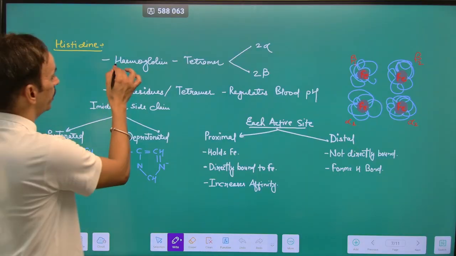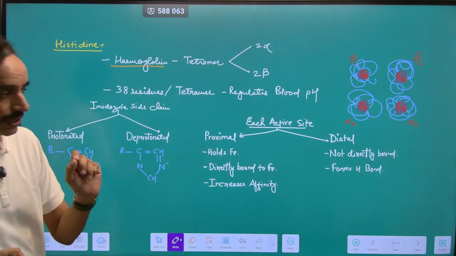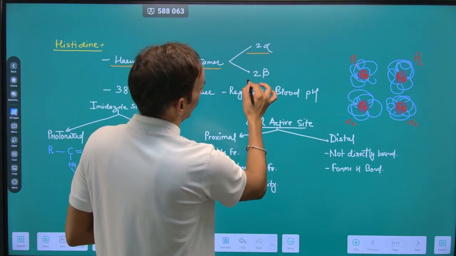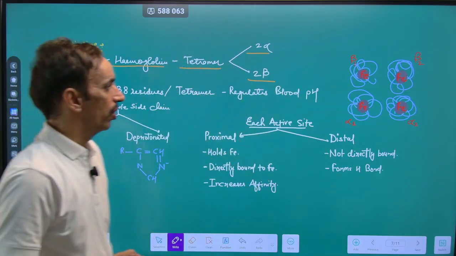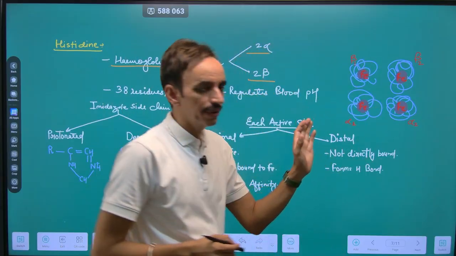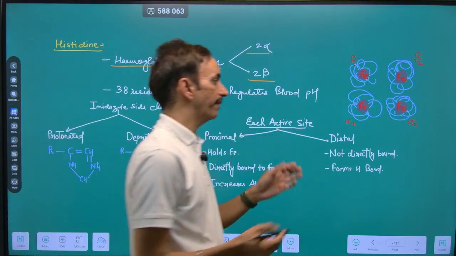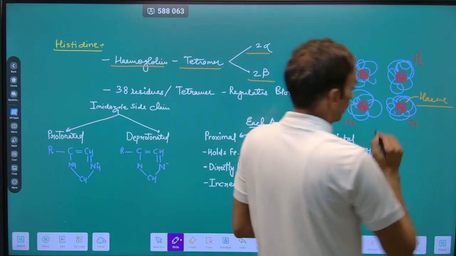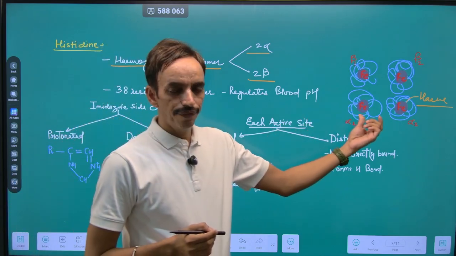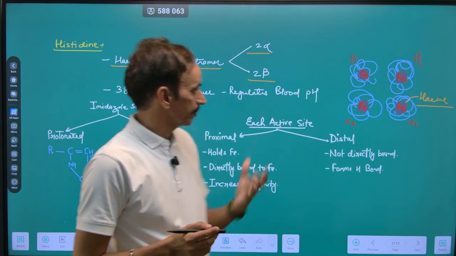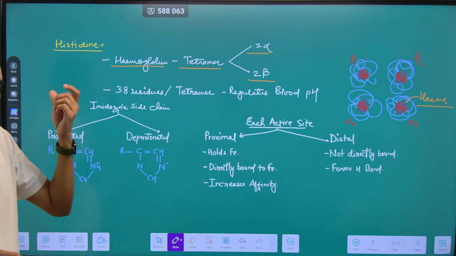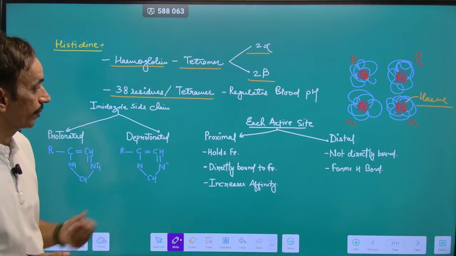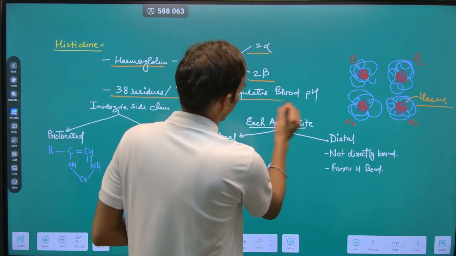In case of the hemoglobin, it is acting as a buffering agent. Hemoglobin, as we all know, is a tetramer having 2 alpha and 2 beta subunits. All of these subunits, that is alpha 1, alpha 2, beta 1, beta 2, have a central heme group, and it also contains the Fe in the center. Now there are 38 residues of histidine per tetramer that regulate the blood pH.